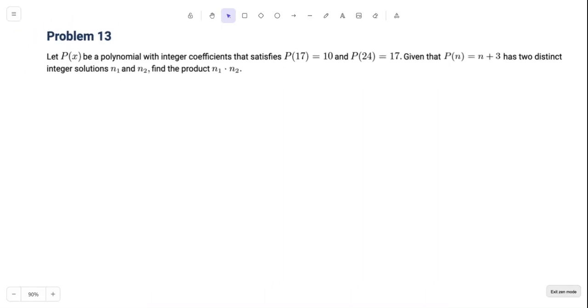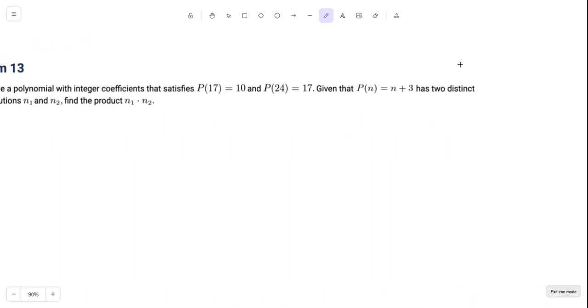Today we're going to do the 2005 AIME II number 13. Let p of x be a polynomial with integer coefficients that satisfies p of 17 equals 10 and p of 24 equals 17. Given that p of n equals n plus 3 has two distinct integer solutions, find their product. So there are two distinct integers such that p of n happens to be n plus 3.